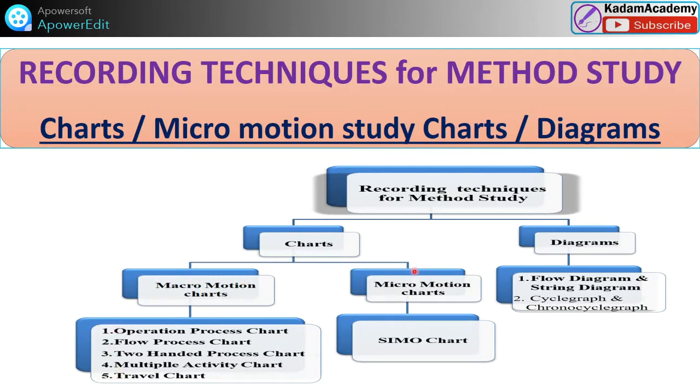And on micro motion charts, what are the therbligs and the SIMO chart, you will study under the fourth video. And lastly, the fifth video is on the diagrams. It will include the flow diagram, string diagram, cycle graph and chronocyclegraph. These all charts are explained with examples and case studies.